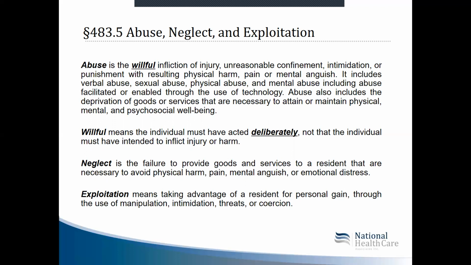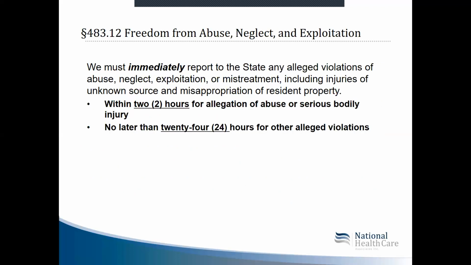Exploitation means taking advantage of a resident for personal gain through the use of manipulation, intimidation, threats, or coercion. We must immediately report to the state any alleged violations of abuse, neglect, exploitation, or mistreatment, including injuries of unknown source and misappropriation of resident property. We must report allegations of abuse or serious bodily injury within 2 hours and no later than 24 hours for other alleged violations.